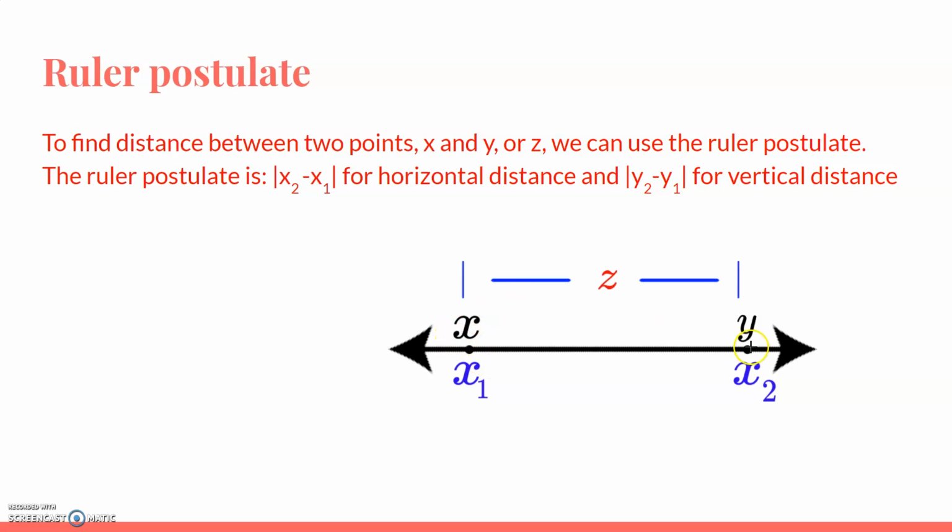So we have 2 points, x and y. This is going to be the x coordinate of the first variable, x, and this is going to be the x coordinate of the second variable, y. You're going to subtract x2 minus x1 and get the absolute value of that, and that's going to be your distance between these 2 points.